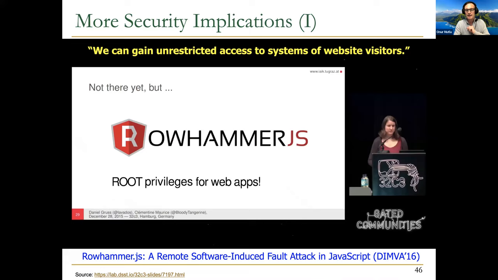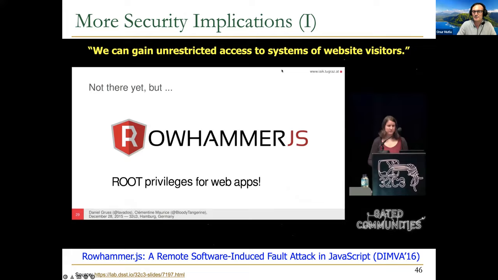So these folks from TU Graz showed that you could actually remotely induce these attacks, RowHammer attacks, through JavaScript and gain unrestricted access to systems of website visitors. I'm not going to go through the details of these attacks because these are all really interesting security attacks, but we don't really have time to cover them. I think they're all fascinating things. It shows you how a bit flip can actually enable a lot of interesting ideas and innovation.